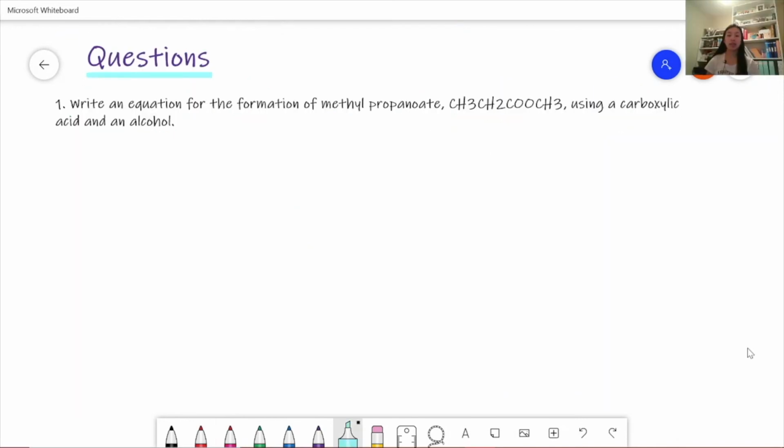So now we're going to have a look at some questions. For question 1, write an equation for the formation of methyl propanoate using a carboxylic acid and an alcohol. So remember back to when we were looking at esters, and how we name esters is that we use the suffixes -yl and -oate. So this -yl suffix is for the alcohol, and this -oate is for the acid. And so from this, we can work out which acid we used and which alcohol we used. So we can see that because it's methyl, we used methanol.